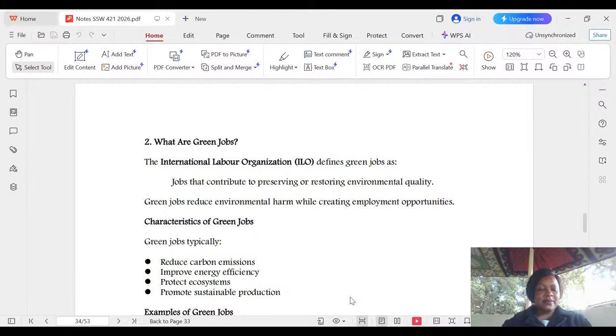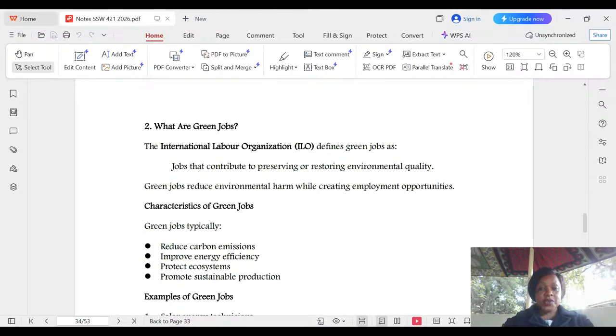and so we realize clearly that it is a problem that we have to address. So let's look at green jobs. Where are these opportunities that we now want to give the vulnerable groups that we protect? According to ILO, green jobs are jobs that contribute to preserving or restoring environmental quality. So either we keep them at the proper level where they are, or where there's been damage, we restore. These green jobs reduce environmental harm while creating employment opportunities.